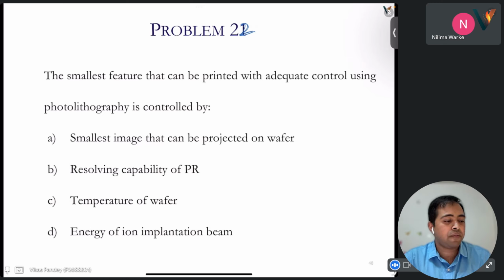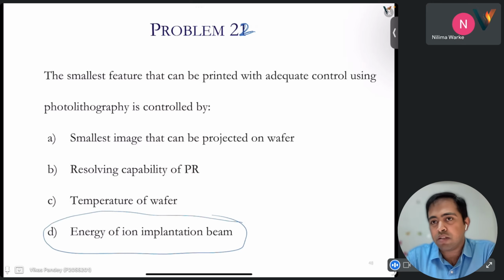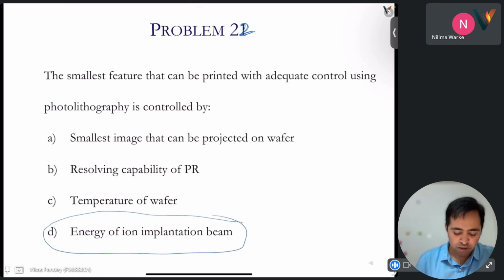Any idea? Is it the energy? Remember the process of photolithography. Ion implantation beam is not a step in photolithography, and neither is the temperature. We are not putting temperature in exposure. So these two are discarded. What about the other two?